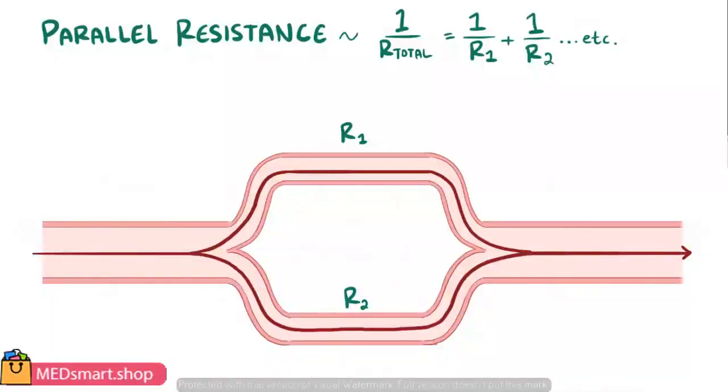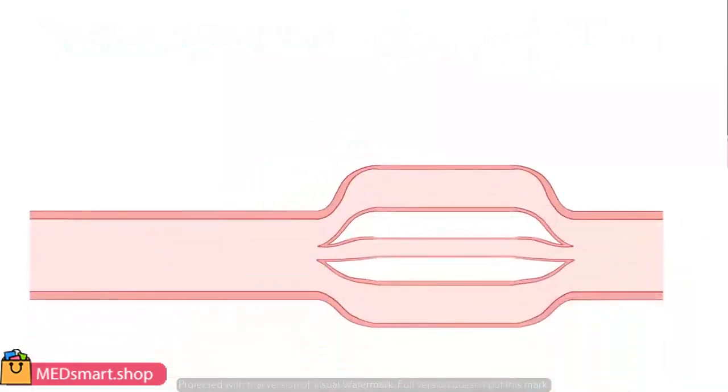So let's do another example and use both of these equations. Let's say that we wanted to figure out the total resistance here. In this case, we have 5 different individual resistances to worry about. Let's say that we've got a larger but longer blood vessel with a resistance of 6. And then it branches into 3 other vessels.